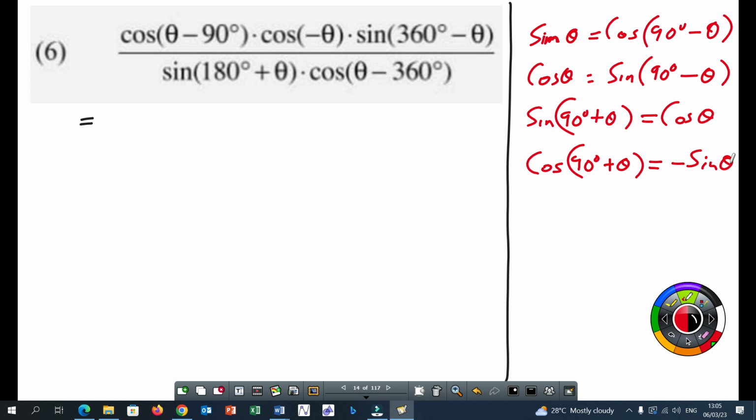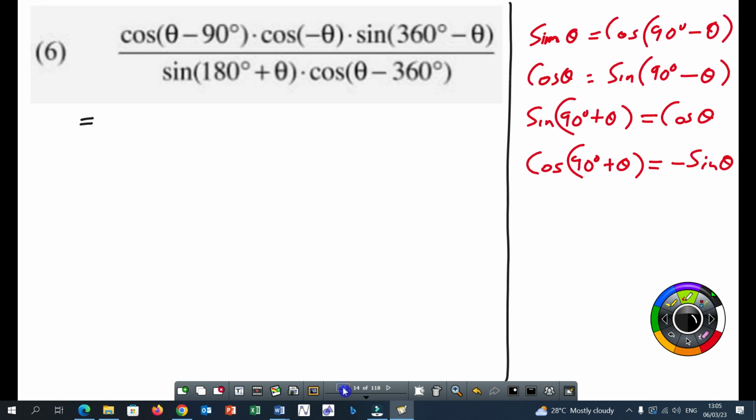I'm going to use them to answer some of these questions here, or rather to answer this question. So let's start with the first one. It's cos of theta minus 90 degrees. Now, my suggestion here is to simplify this so that it can look like any one of those 4. So let's go to a blank page and go back to the basics.